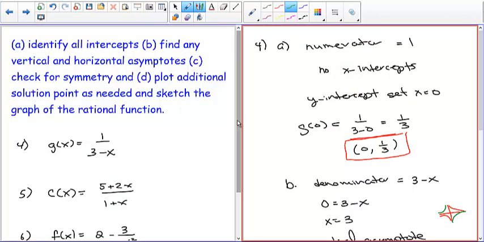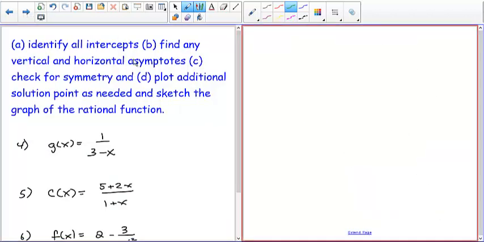Okay, next one. So again, intercepts. So we got 2 intercepts. We've got the x-intercept. That's where the numerator is 0. So all we do is just take the numerator, 5 plus 2x.